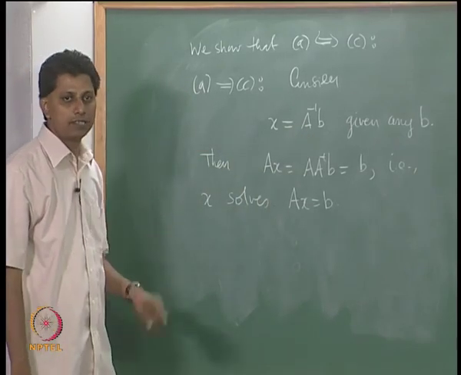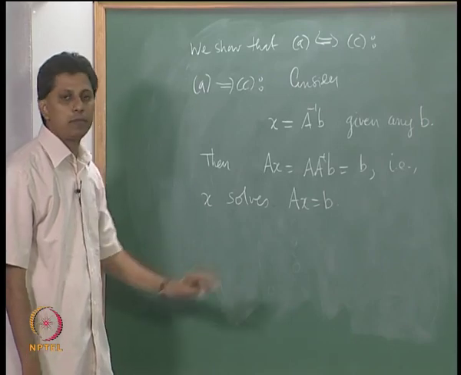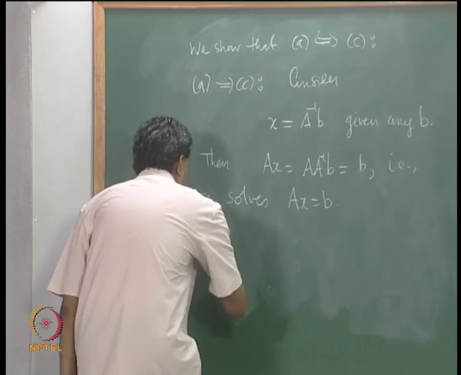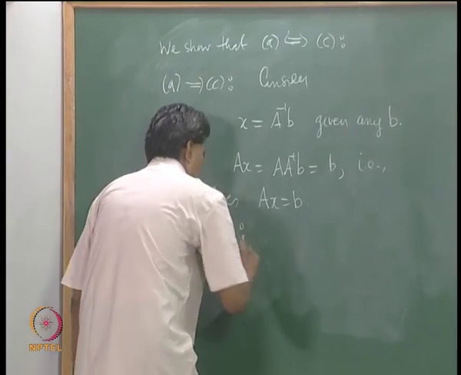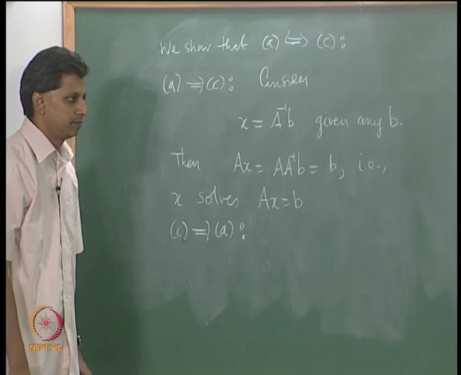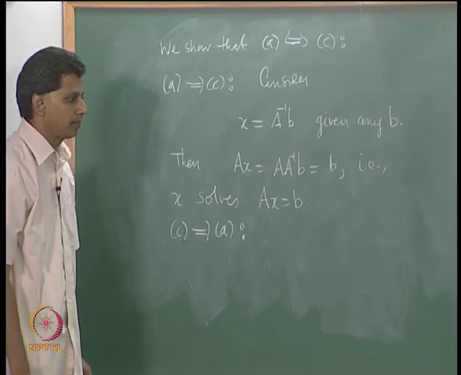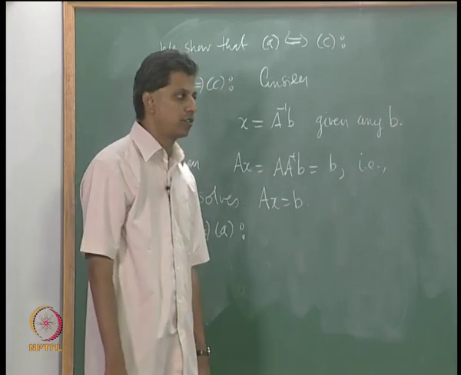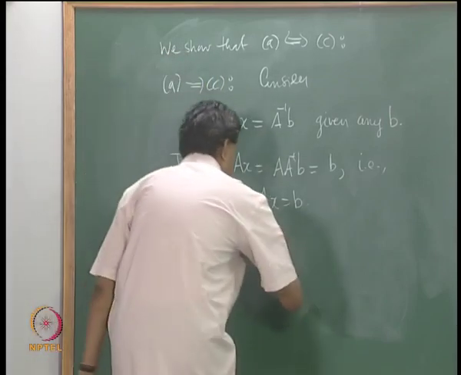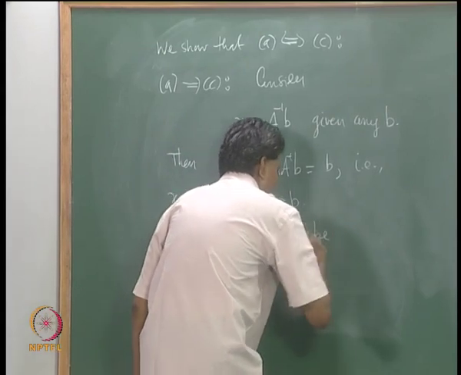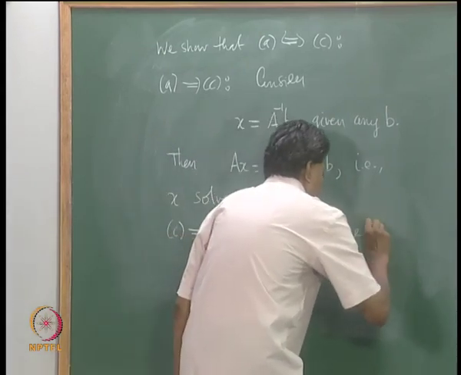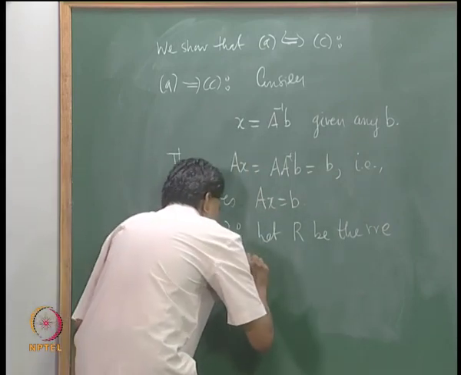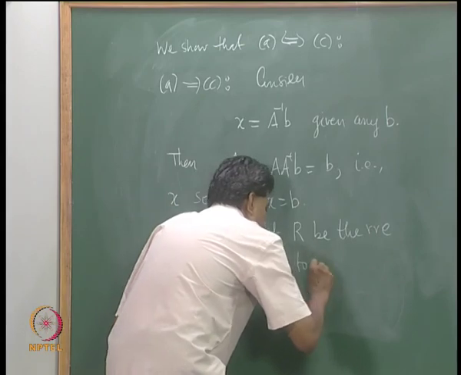I need to show C implies A. This is probably the toughest. That would complete the proof of the theorem. I want to show that A is invertible. So as before, I look at the row reduced echelon form of A. Let R be the row reduced echelon matrix, row equivalent to A.